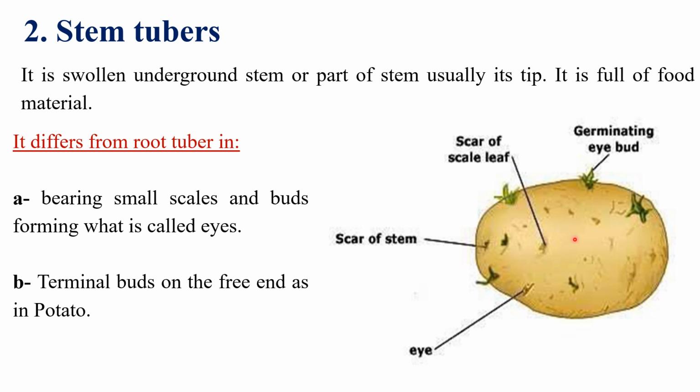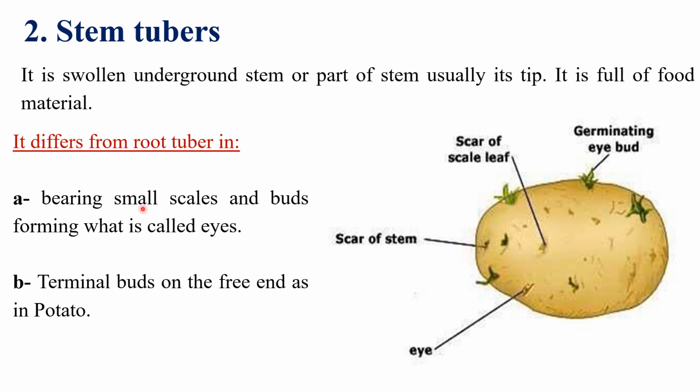Here we don't see the place of nodes or internodes, but we see what is called eyes. This eye consists of the bud scar and the scar of a scaly leaf, both of them constituting what is called an eye. When this part of subterranean stem is planted under the ground, the bud scar starts to constitute the new plant, germinating or forming what is called budding of potato.